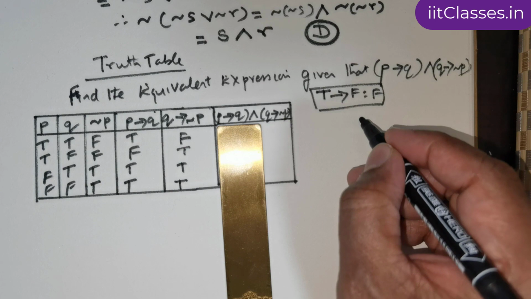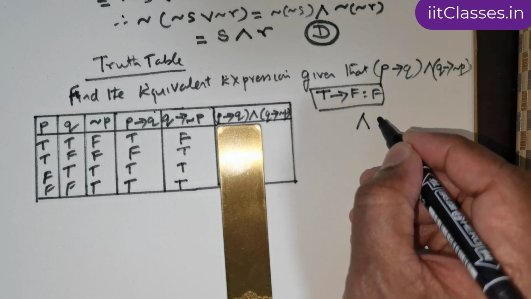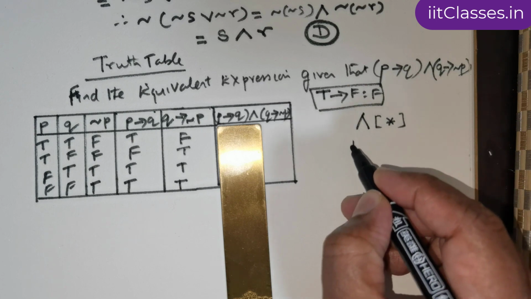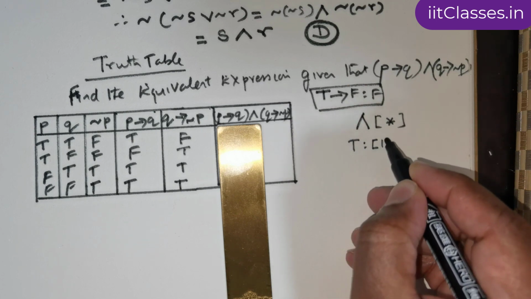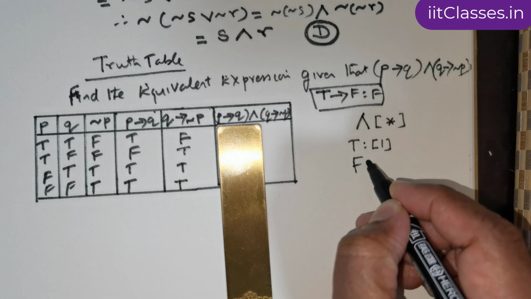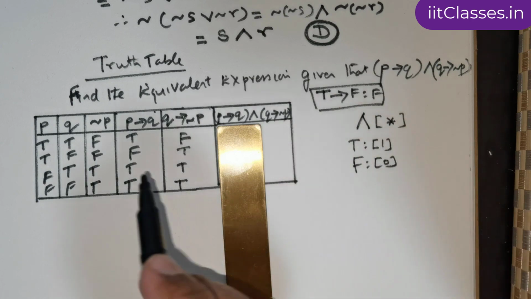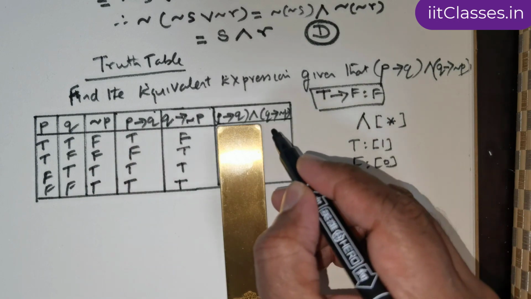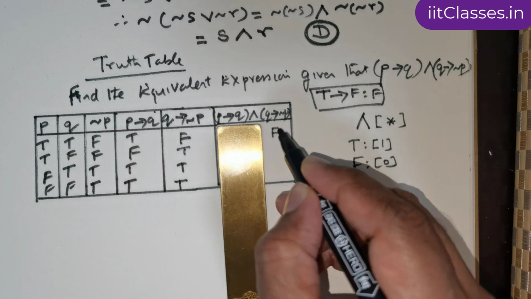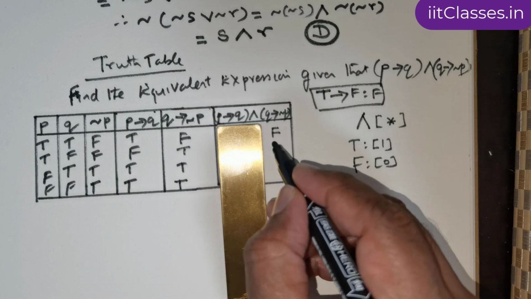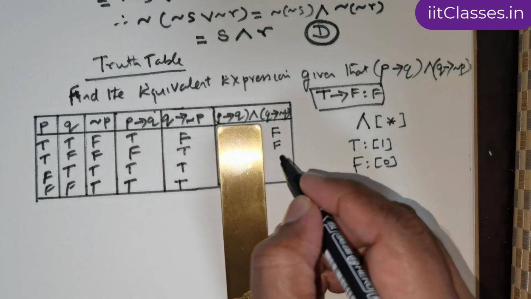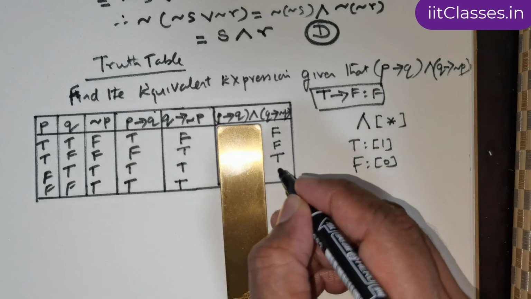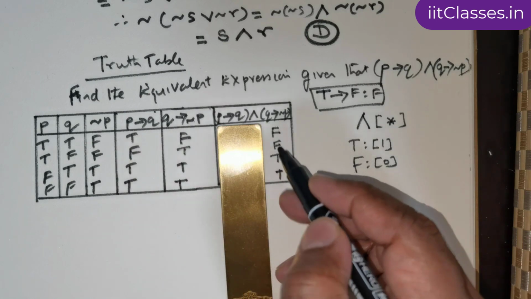Now it is imperative to understand whenever we see this operator, this is equivalent to product operation, and whenever we see a T, it is taken to be as 1. Whenever we see F, it's taken to be as 0. So 1 multiplied with 0, what do you get? You get 0. That's going to be F. 0 multiplied with 1 is going to be F. 1 multiplied with 1 is going to be T. 1 multiplied with 1 is going to be T. So you get F, F, T, T.